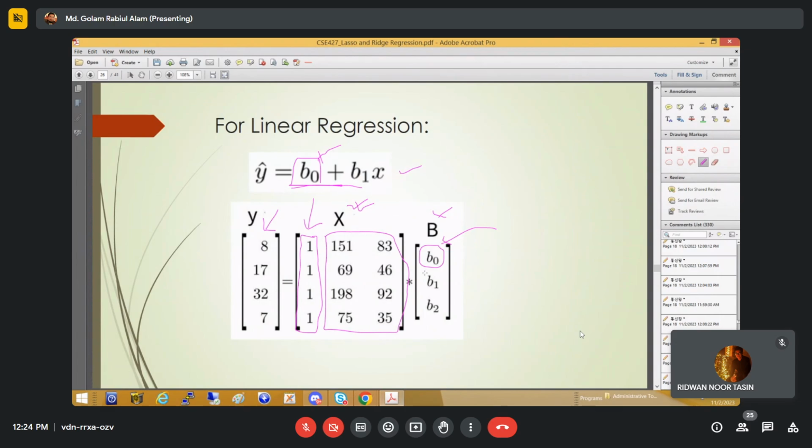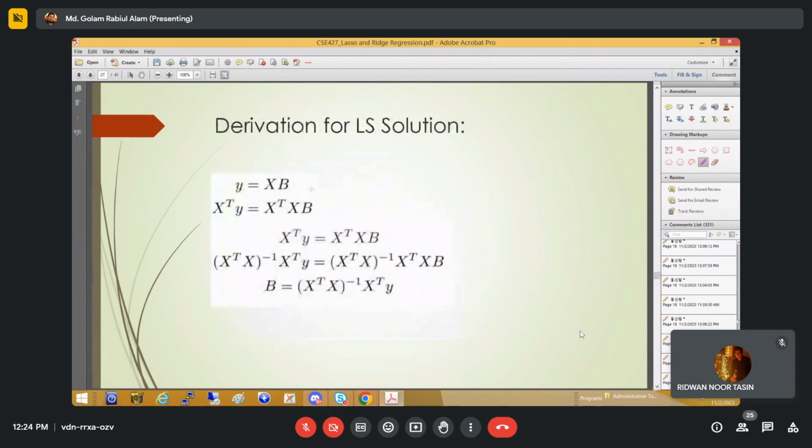Okay, now this is the case. Actually we have to solve this one. So what does it mean? It means that y equals xb. Now if we multiply both sides by x transpose, here is the x transpose y, and here is x transpose xb.